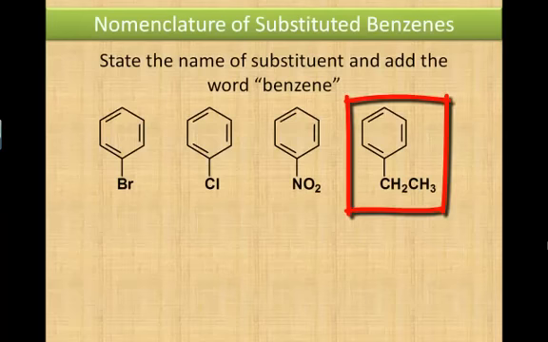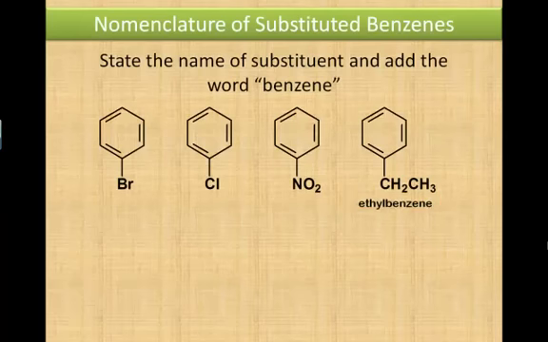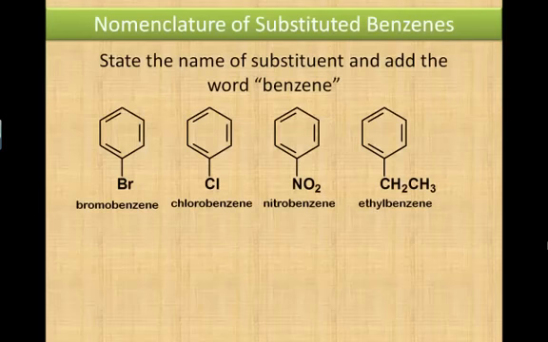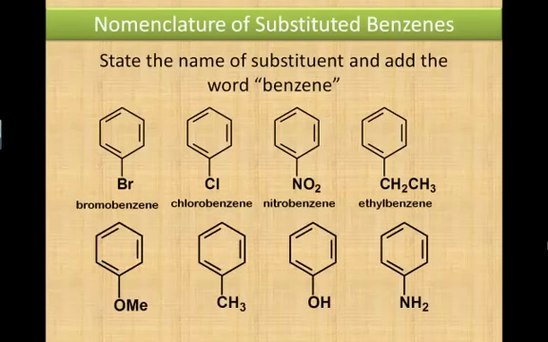Here we have an ethyl group on a benzene ring, so I would just call this ethylbenzene. Pretty easy, right? A nitro group on the benzene ring, I will call this nitrobenzene. Next I have chlorobenzene and bromobenzene. Have a look at these four. Think about it for a minute, and then I'll tell you what they're called.